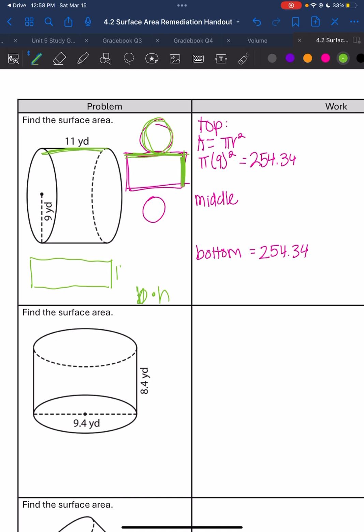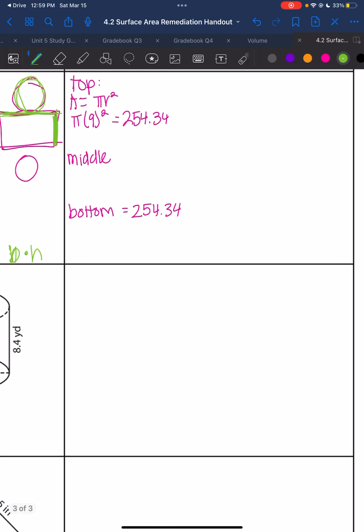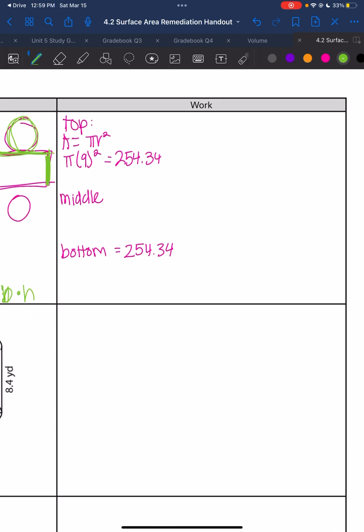So I know my height is 11. All I'm looking for is my base. And if we find the perimeter of the circle, which is the circumference, I can find the base of my rectangle in order to find my area of the rectangle. So I have to find the circumference, and we know to find the circumference, we multiply 2 times pi times the radius. So 2 times 3.14 times 9 equals 56.52.